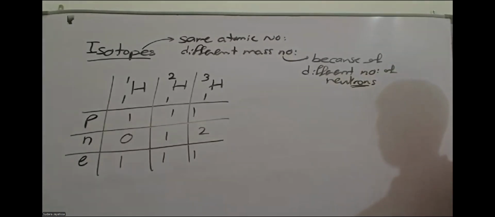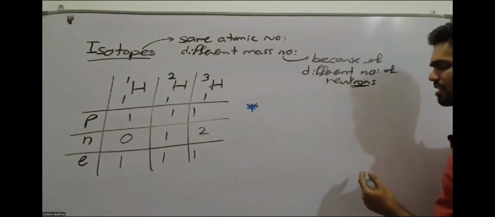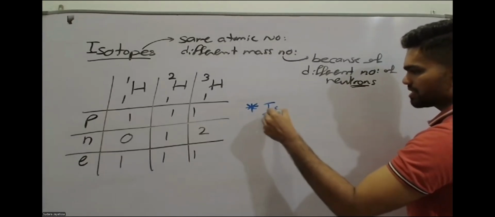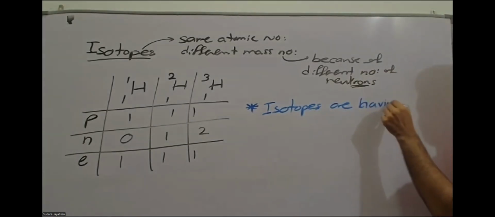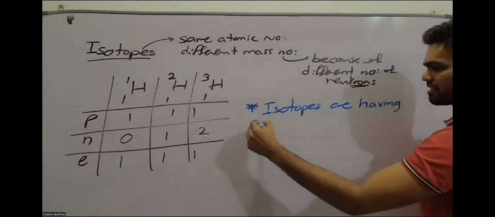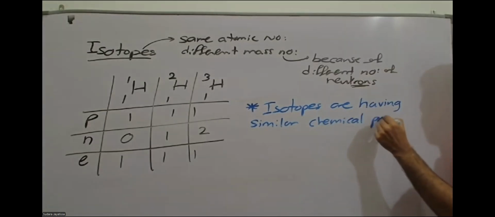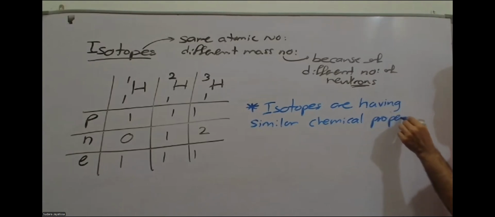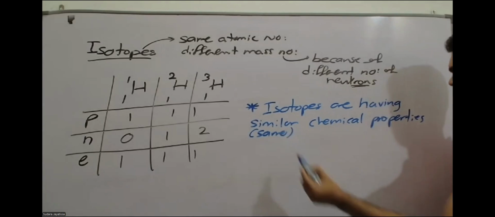Then you go to this chemical property and physical property thing. So here's the golden statement. You have to highlight this and write. Okay. So isotopes are having similar chemical properties. Their chemical properties are similar or same, you can say in other words. Okay, similar or same chemical properties.